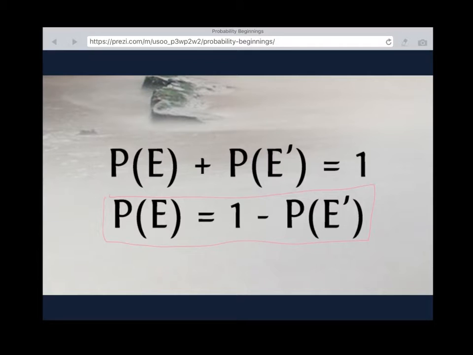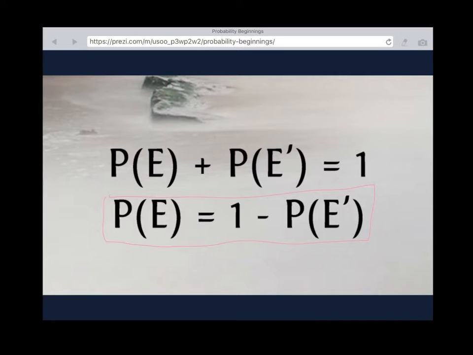So for example, if 2 cards are selected in sequence from a standard deck, find the probability that the second card is a queen, given that the first card is a king. So first we have to think about, all right, how many kings are there in a deck? There are 4 kings in a deck, and there are 52 cards. So does getting a king affect getting a queen? It doesn't actually affect getting a queen because I'll still have 4 queens in the deck.